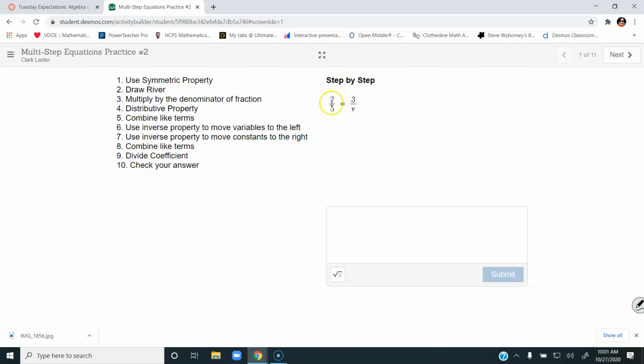And one thing that I think is really important with these problems is that you go into them and create a plan before you even start. So I'm going to look over here on the left at my 10 steps that I've given you guys. I know that I'm going to draw my river. I know that I'm going to have to multiply by the denominator. I don't think there's any distributing. And then we have discussed in class that we do 6, 7, and 8 at the same time.